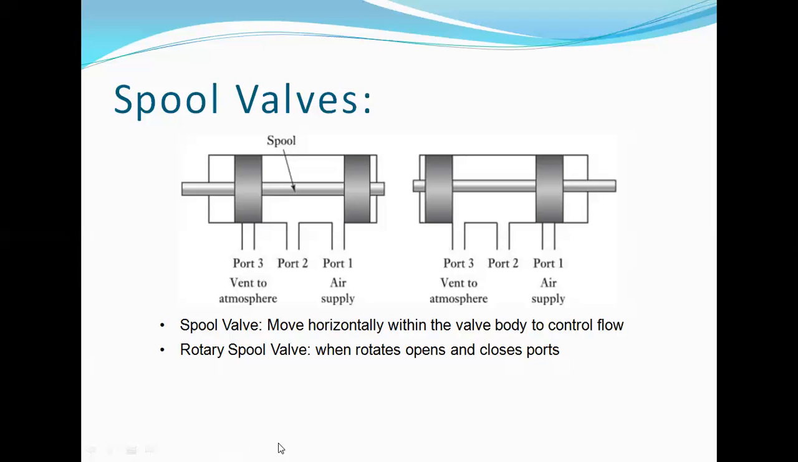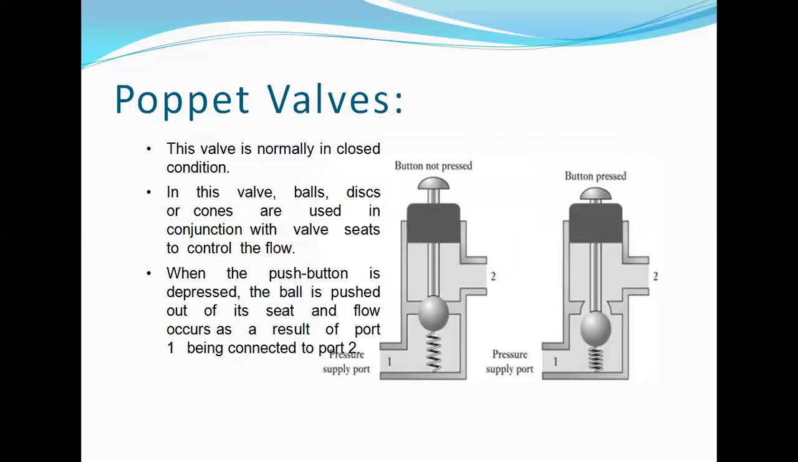Hence we have another type of valve: not only sliding motion, there are also rotary kinds of spool valves. With rotation through 360 degrees, it opens and closes the ports, just as in the case of linear movement we have seen. Moving on to the poppet valves. Here an external pressure needs to be applied for its actuation. Initially, let us have a look over here.